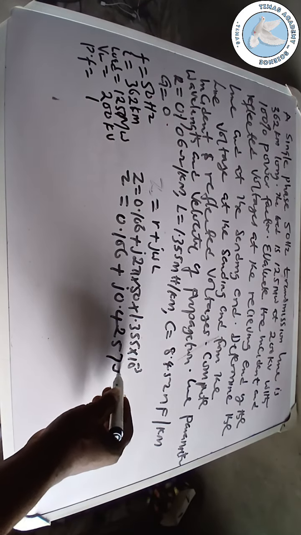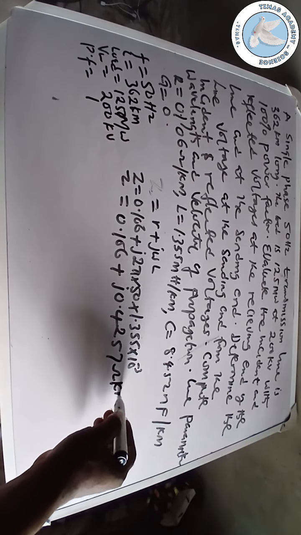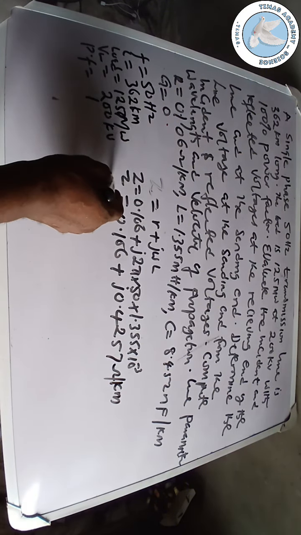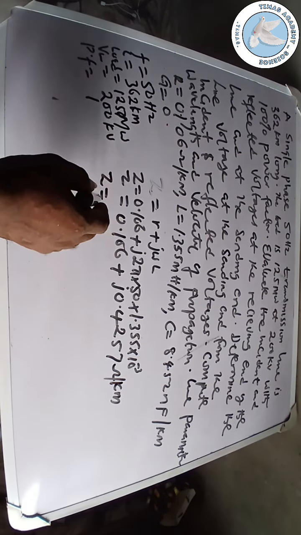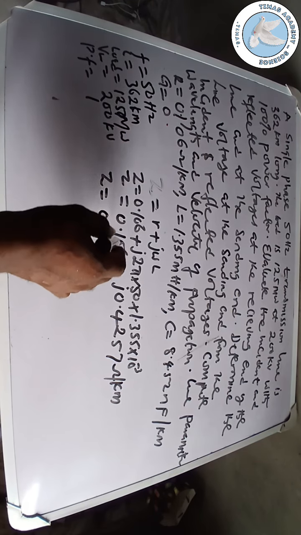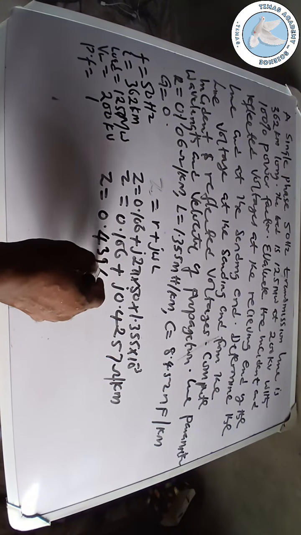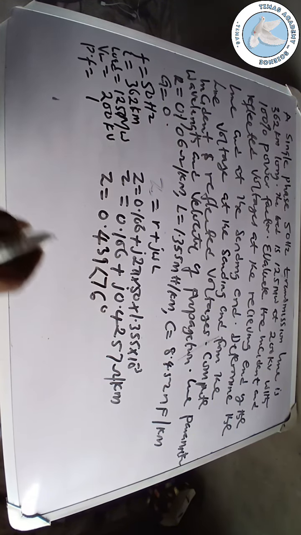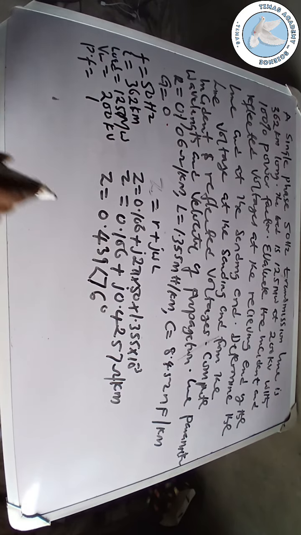and you have ohms per kilometer. So you can change this to polar form, and it's going to give you 0.439. The angle is 76 degrees. So this is the series impedance per length of this line.